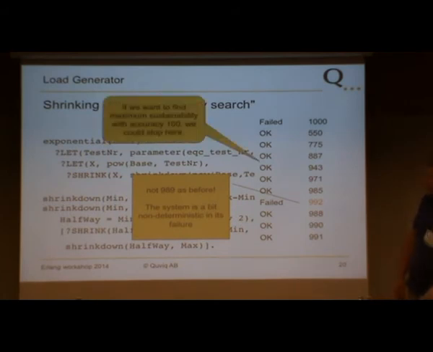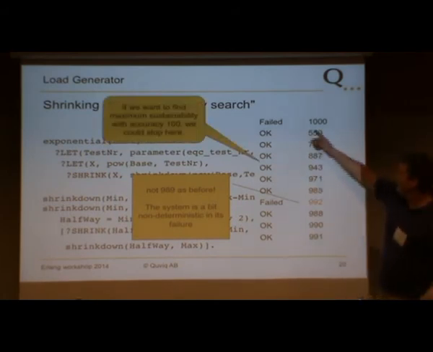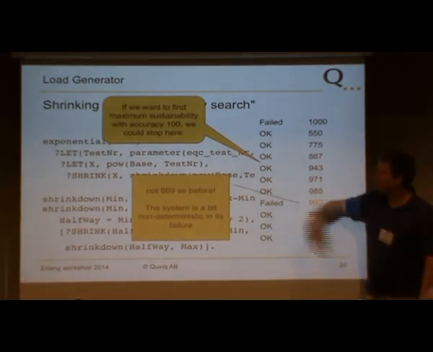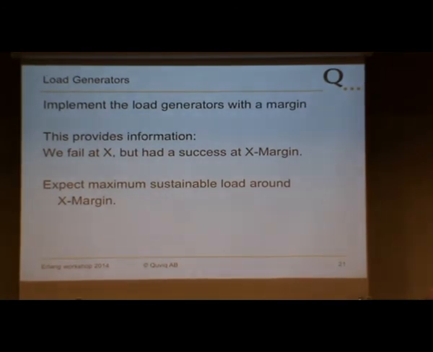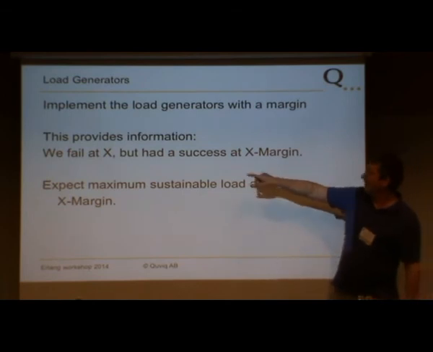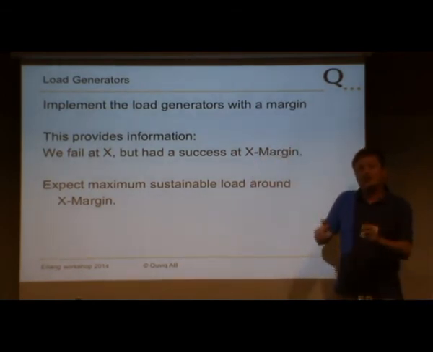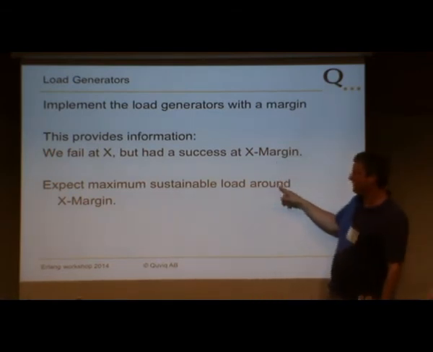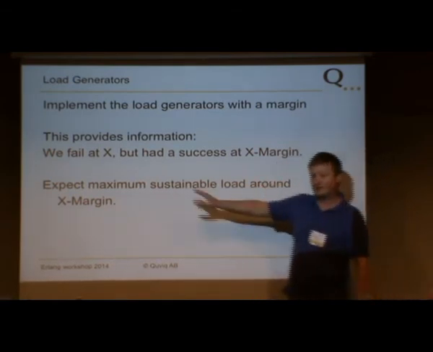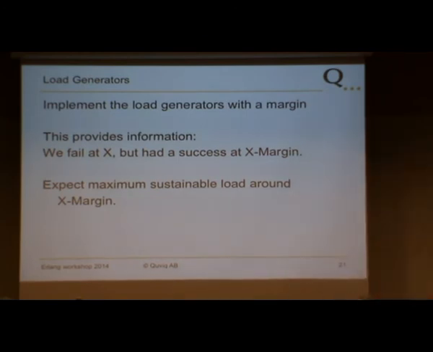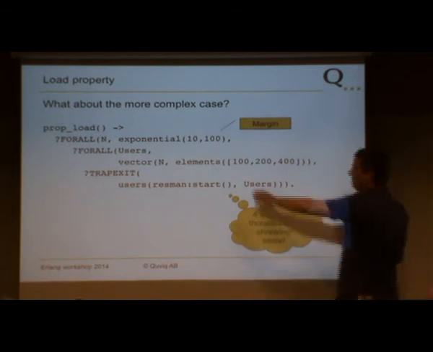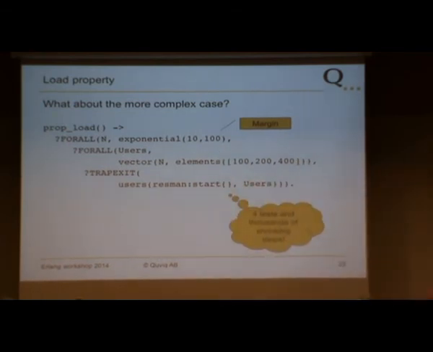Then you of course realize that you should actually stop here, because if you have an accuracy of about 100, that's what you want, you stop here. So you put your accuracy into the generator and you fail when you are close enough to that margin. So your expected maximum sustainable load is the failing test case X minus the margin. That's what still would work. So you put this margin in there. In the paper you can read how you do this margin thing, but that's trivial.